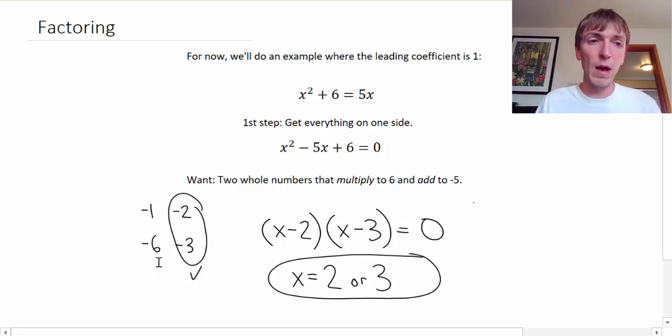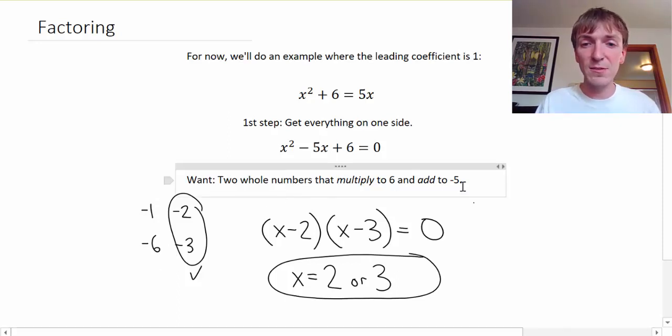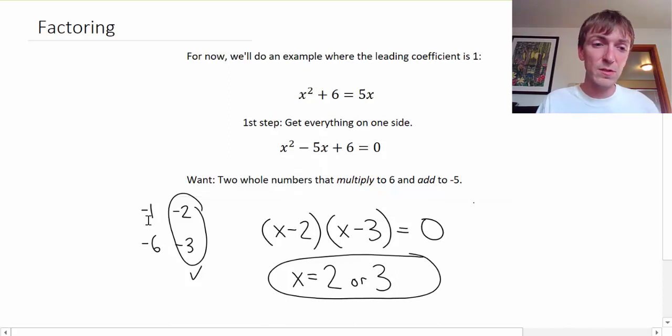So first I might go, okay, how do I make 6 by a product? Well, I could do 1 times 6 equals 6. That works. I'm going to need those to add to a negative number, so I need to put minus signs on both of those to get the sum to be negative. But here the sum is minus 7, so that's not right. So then I go to 2 times 3. Again, I put negatives in front of those to add to a negative number. And when I add those up, voila, I get minus 5. So that's the one I want. That's the pair I want.